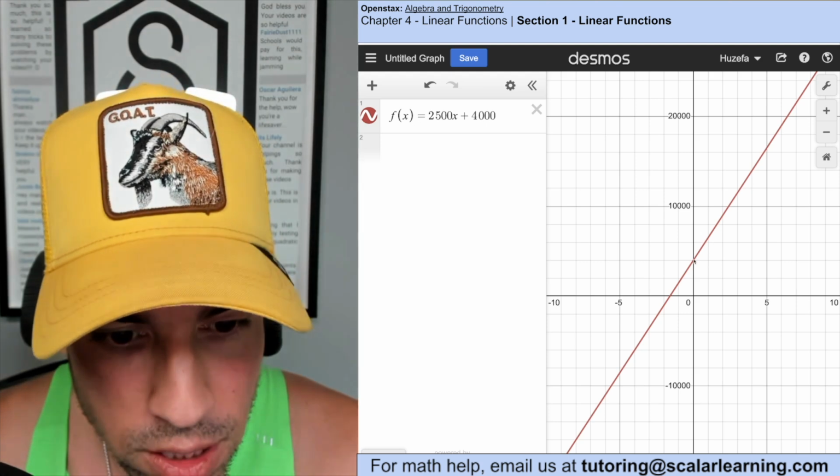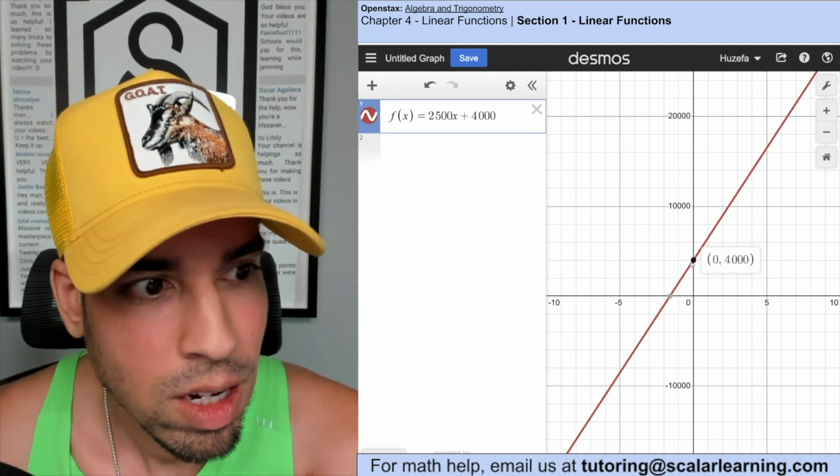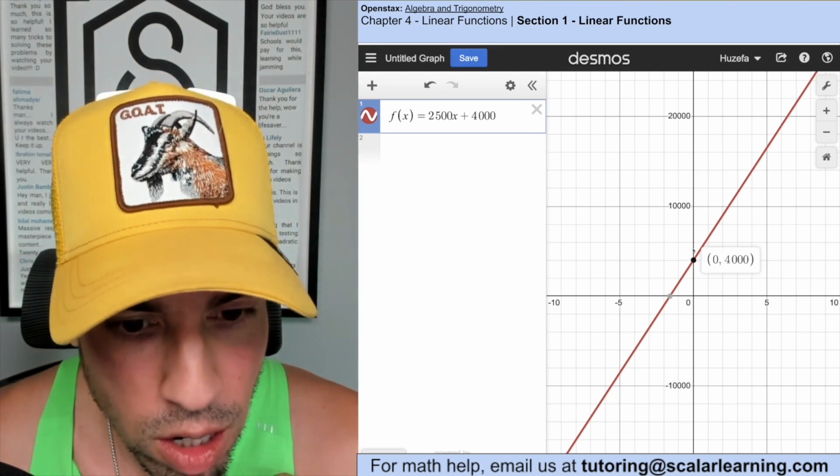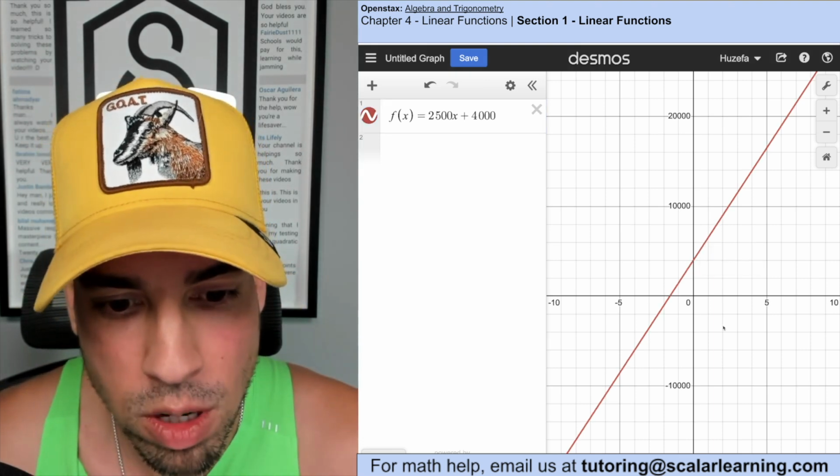And that's kind of it. You see it's got that nice y-intercept of 4,000, which we can see there. And now you can really see that slope of 2,500, right? It's going up 2,500 over 1, up 2,500 over 1, and so on and so forth.